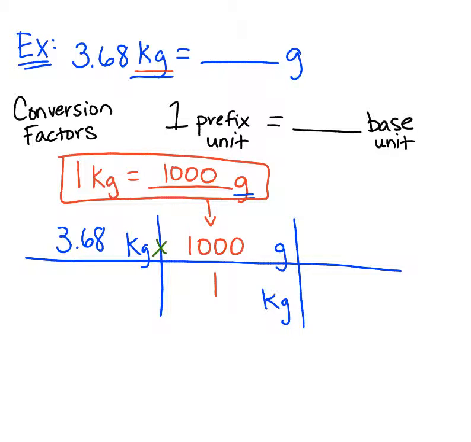To find your answer, you multiply the top. You would multiply the bottom if there was more than one thing. And we end up with an answer of 3,680 grams. So 3.68 kilograms is 3,680 grams.